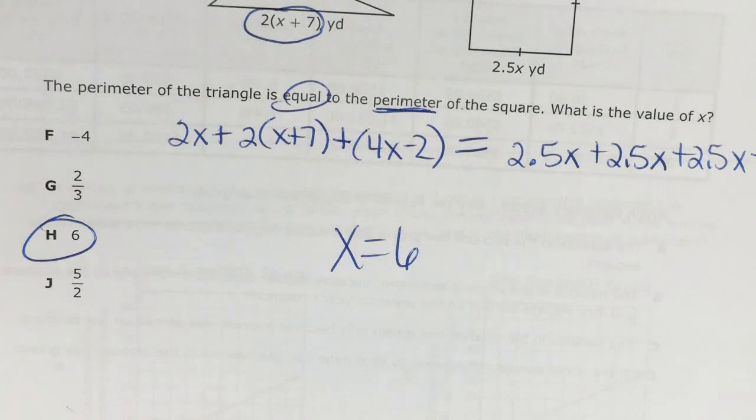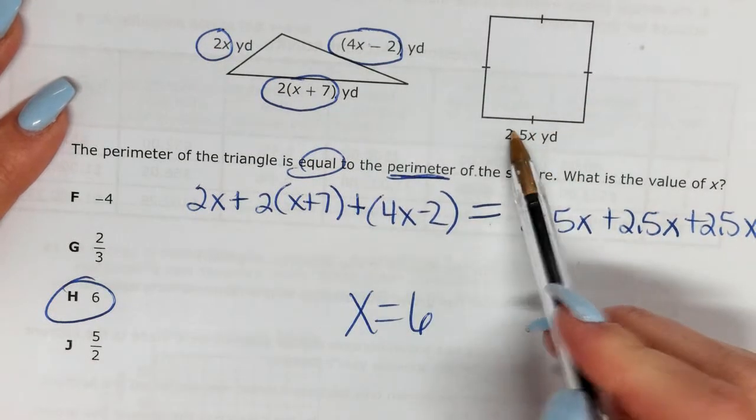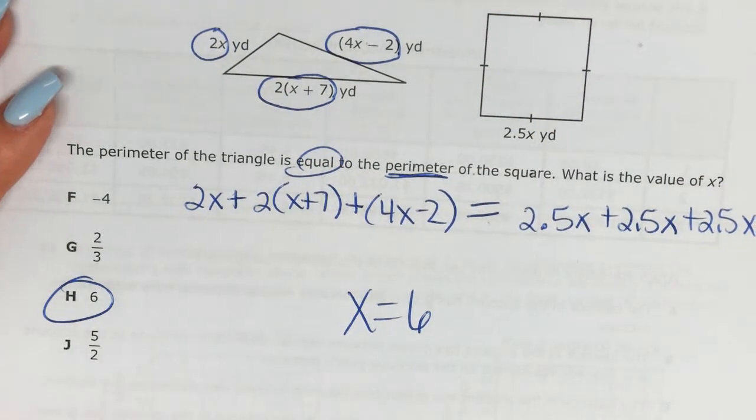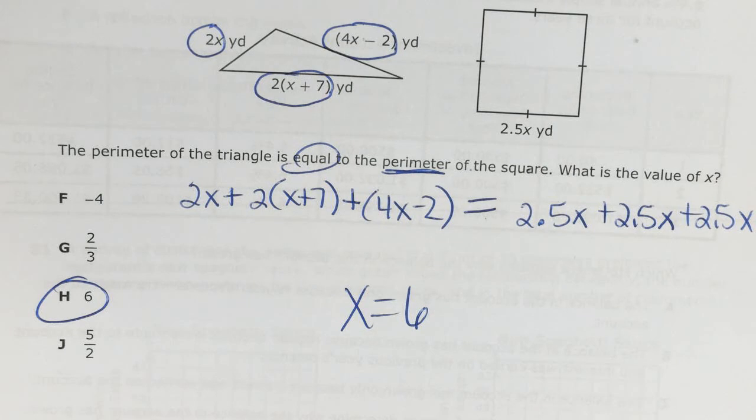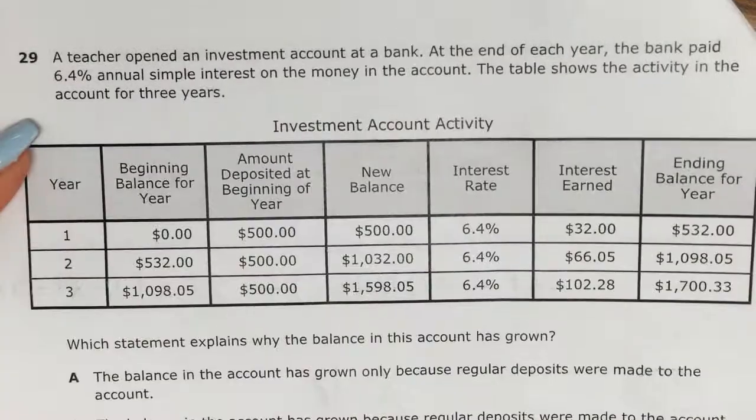So the hardest part about that problem was just understanding that you had to add all 3 of those and set it equal to adding all 4 of those. The calculator did all the rest of the work. Yes? Everybody should be sitting up and paying attention.